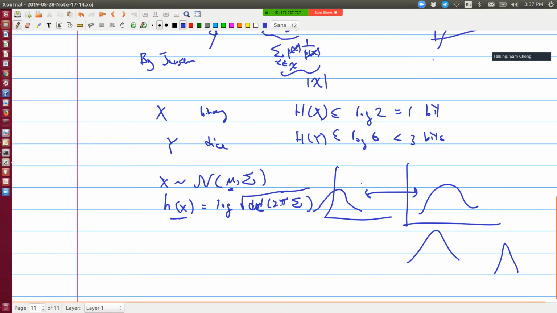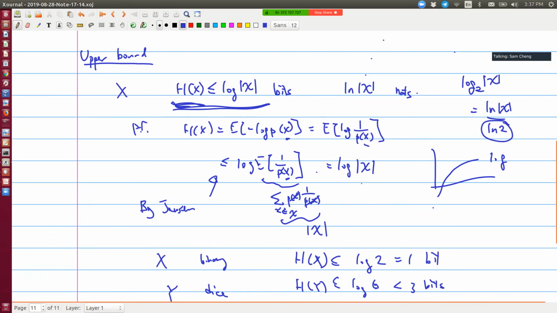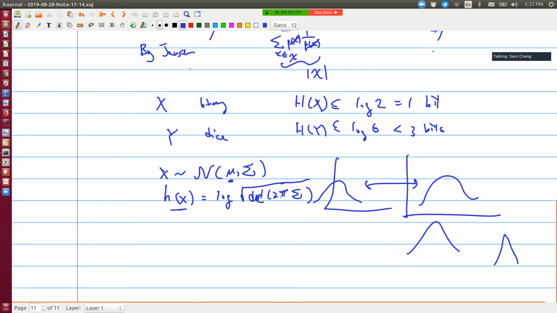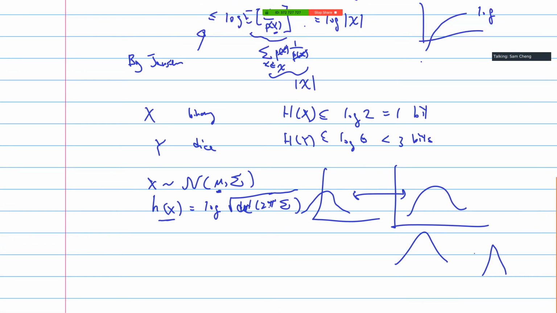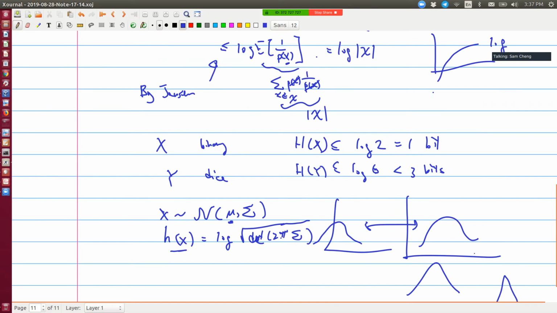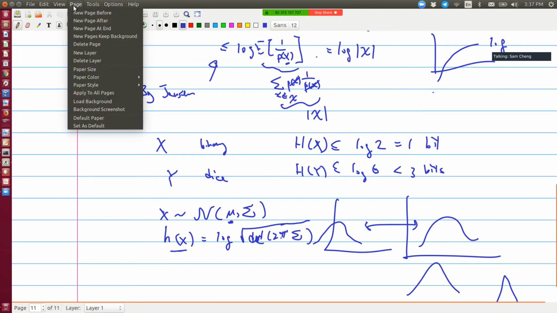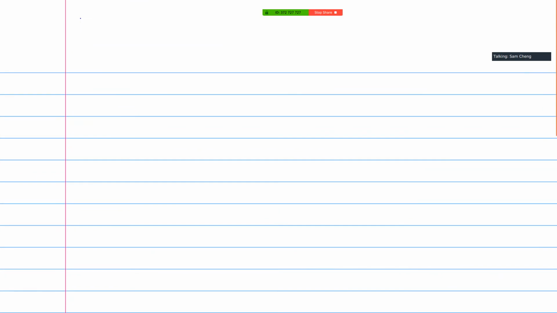Okay, this is an upper bound. We just mentioned that it's an upper bound of entropy, but it's for a discrete case, right? Can we do an upper bound for the differential entropy? I need to make a new page again. So let's say I now have a continuous variable X. I again want an upper bound, so I want to look at H(X), some upper bound on H(X).